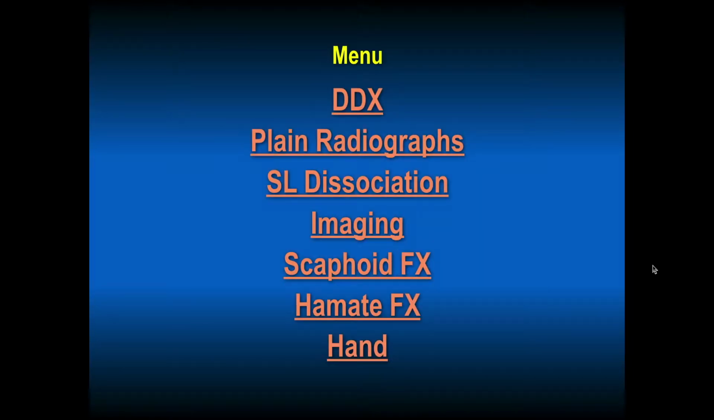This is what we'll go through in this PowerPoint: differential diagnosis, plain x-rays, scapholunate disassociation, imaging, scaphoid fractures, hamate fractures, and then show some hand injuries, x-rays, and making the diagnosis of the hand.